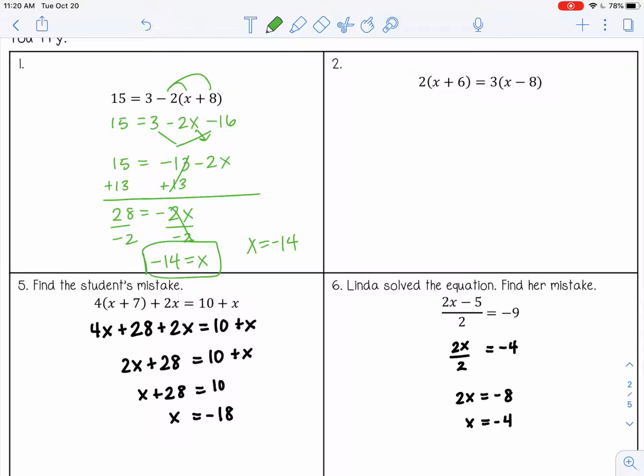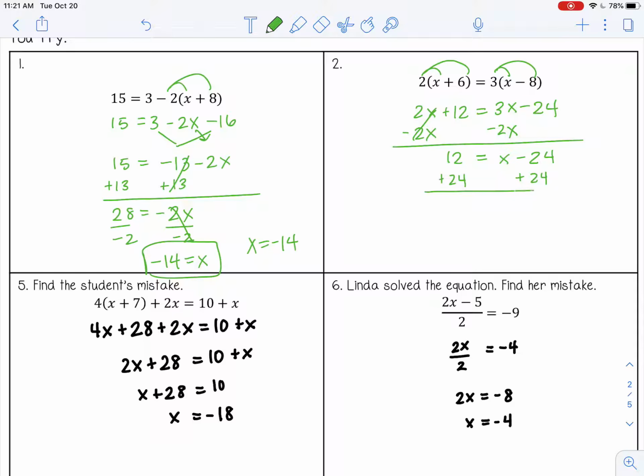Okay, number 2. Let's go ahead and distribute. We actually are going to distribute on both sides. So 2x plus 12. 3x minus 24. And let's see here. I'm going to move this 2x. I always move the smaller of the x's usually. So 3x minus 2x is just x. Bring everything else down. And then add 24 to both sides. Or you can write it x equals 36.